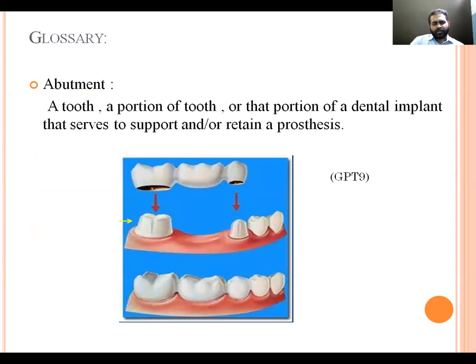So the Glossary of Prosthodontic Terms defines the abutment as a tooth or the portion of a tooth, or the portion of a dental implant, that serves to support a prosthesis. So basically, we have a pontic, a retainer, and an abutment. The abutment is defined again as a tooth, a portion of a tooth, or the portion of your dental implant which serves to support a retainer or prosthesis.